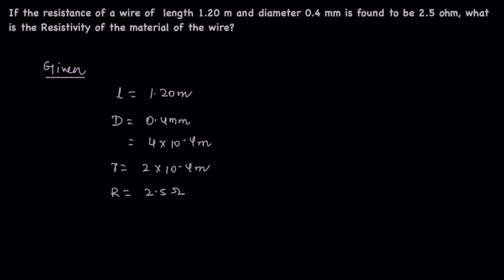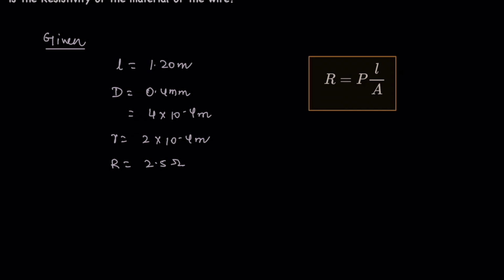So if we use the resistance formula, in this formula resistance is given, length is given, area we have to find. How can we find the area? Diameter is given, so we use the formula pi r square. So the question comes, why do we use pi r square?